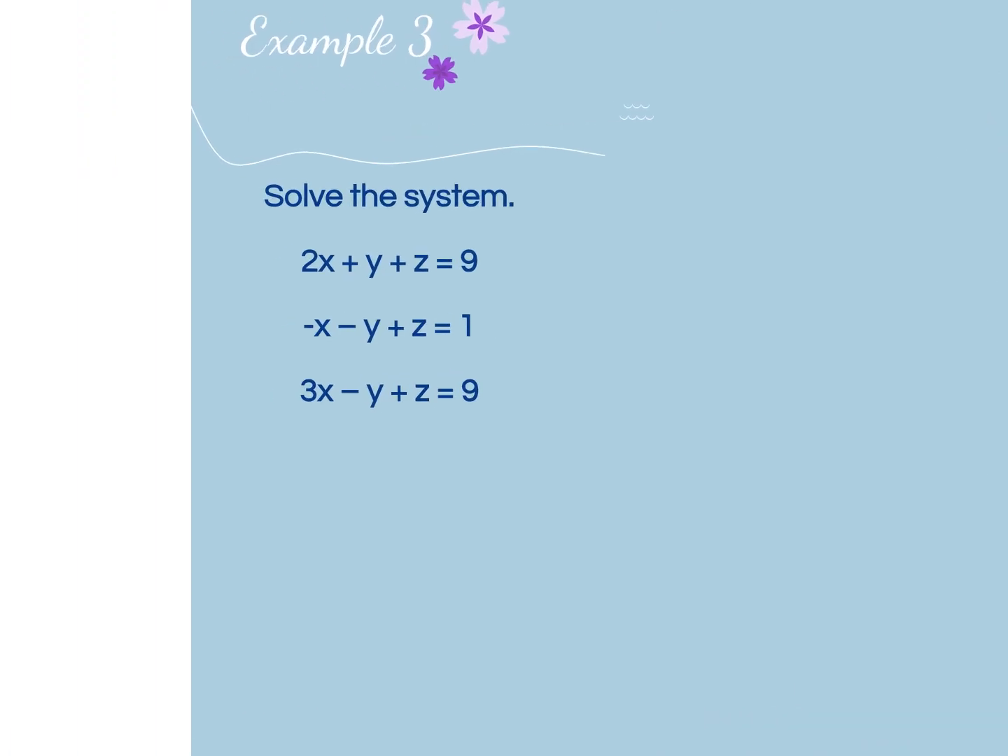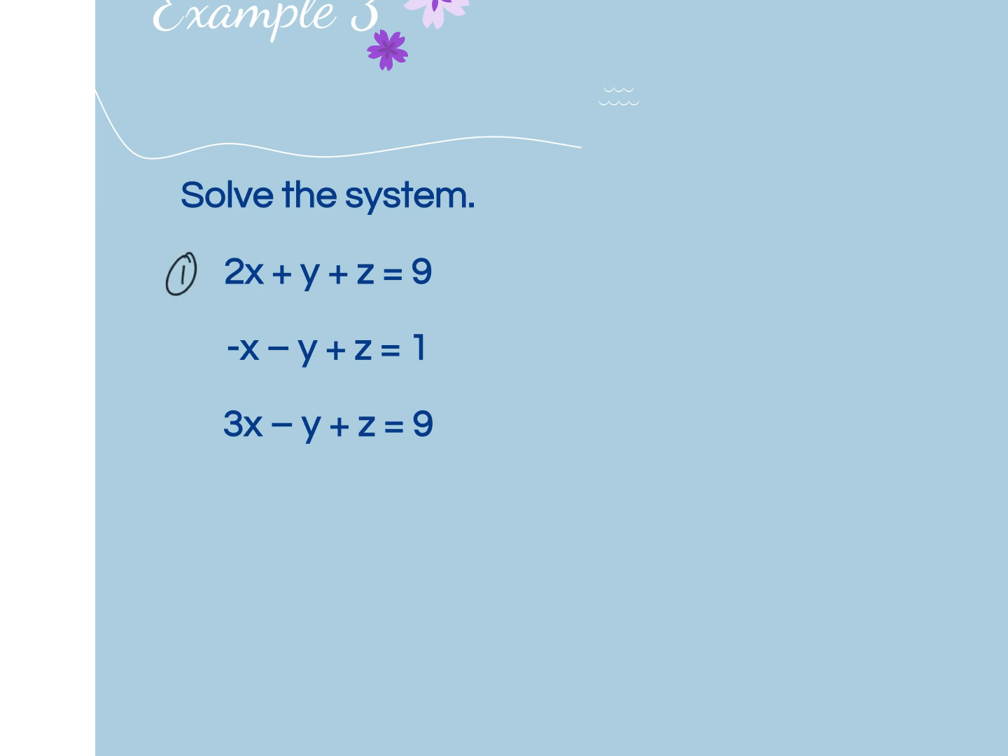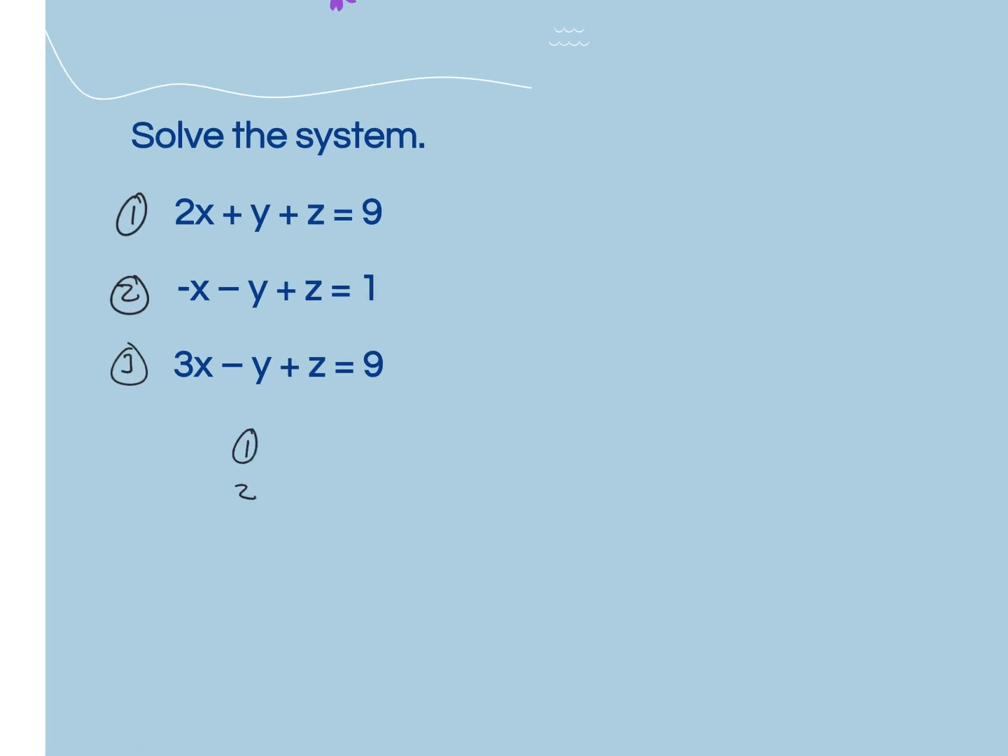All right, so that you have an easier time following along, I'll label them 1, 2, and 3. I'll combine equation 1 with equation 2. So this is going to be 2x plus y plus z equals 9, and -x minus y plus z equals 1. Like I keep saying, you don't need to use the same variables that I'm using. Just use whatever is easiest for you.